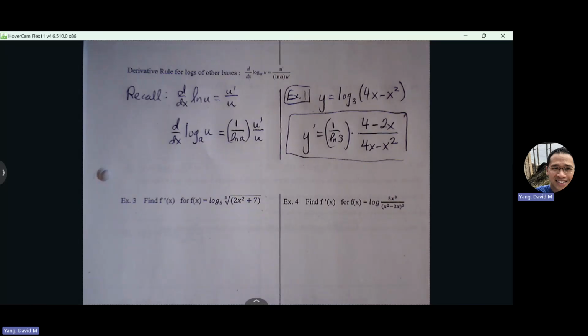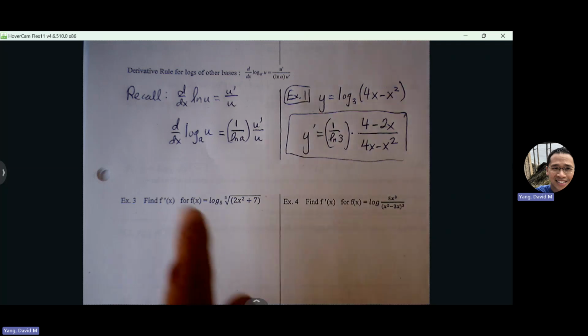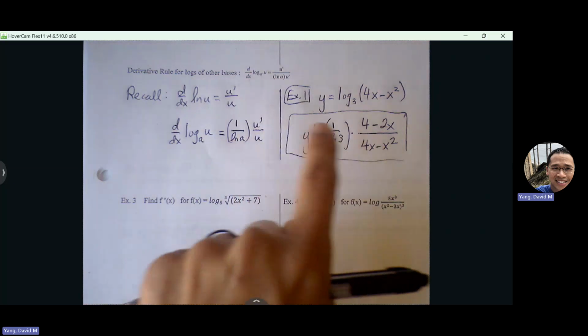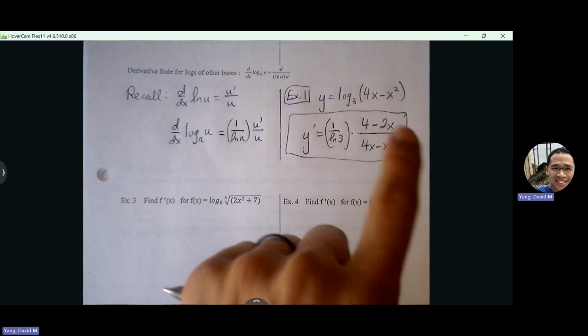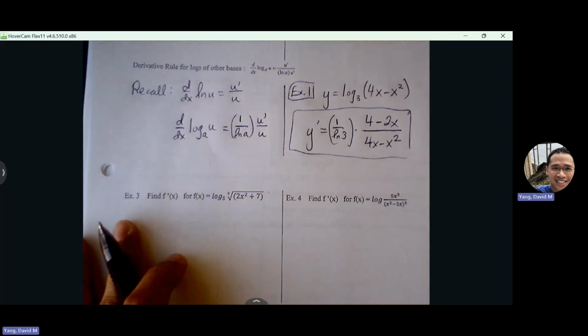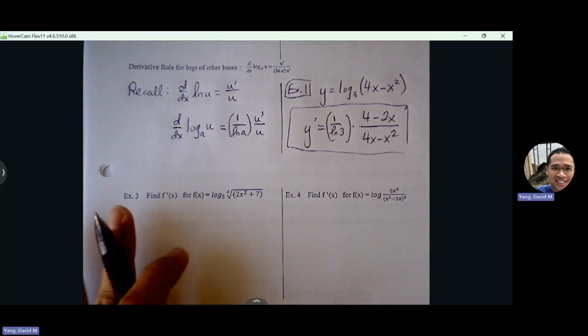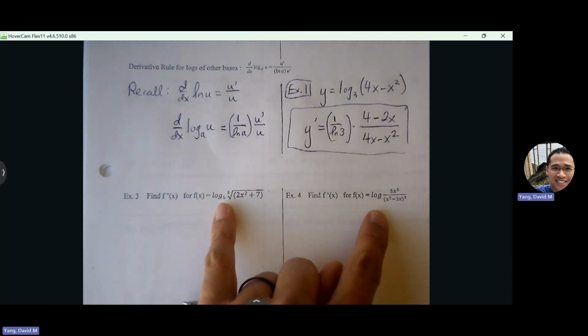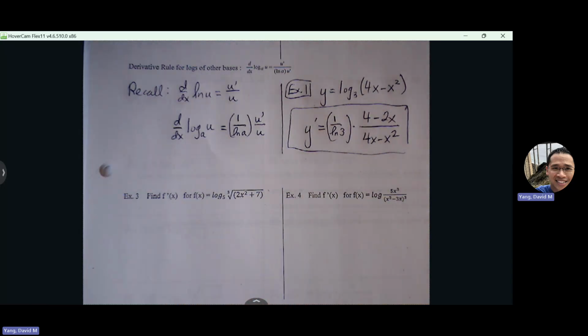Now, we had all these log properties available, right? Power property, product property, quotient property for natural log. All those properties also extend to logs of other bases. So we can also expand for logs of other bases if we see a scenario that allows for it. Just like with natural log, we're always going to look for opportunities to expand, especially if we think our u value is messy.